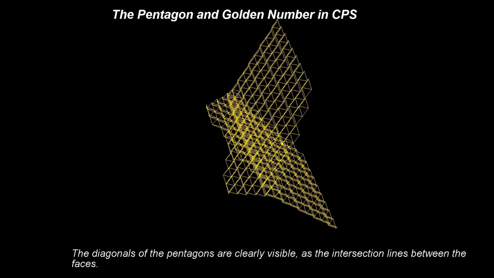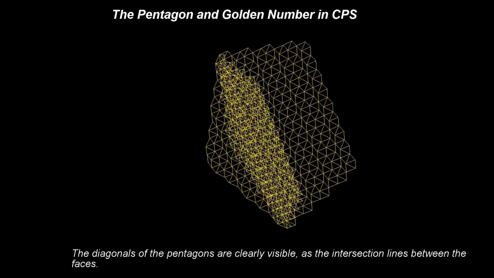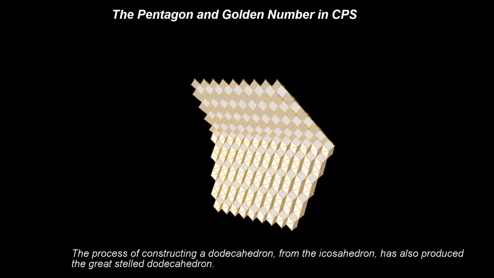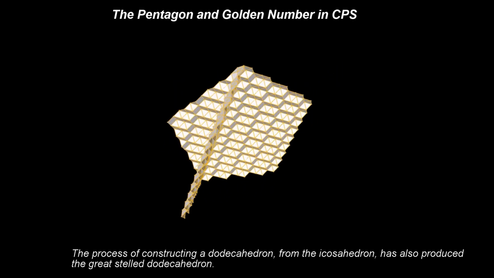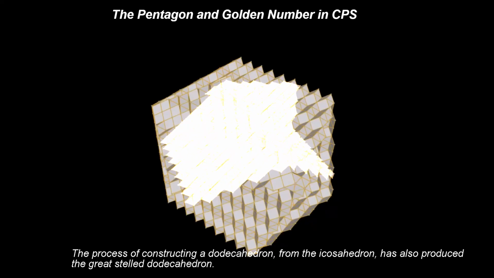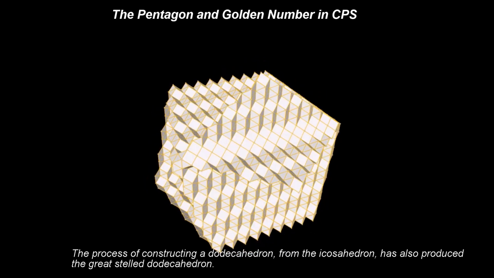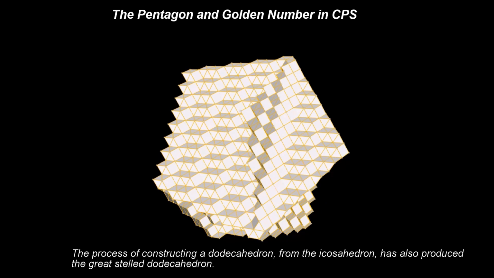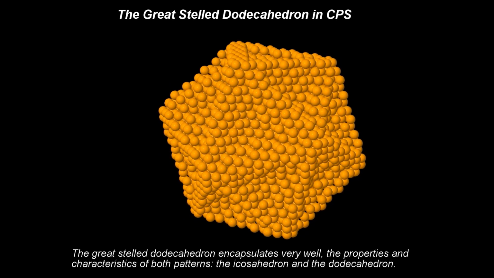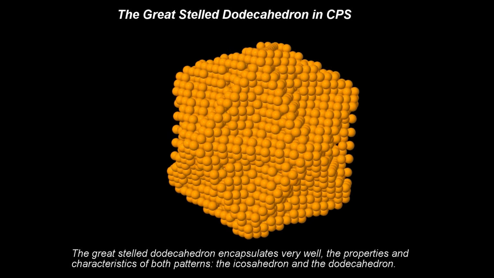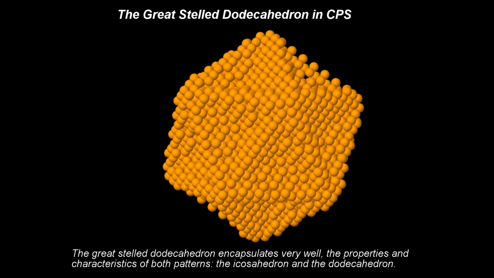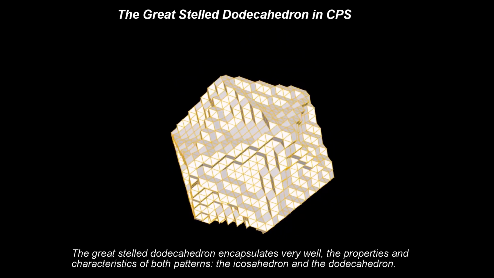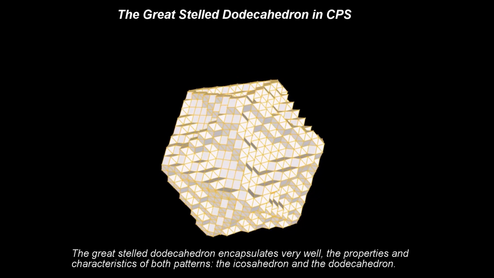This object encapsulates very well the properties and characteristics of both patterns, the icosahedron and the dodecahedron. The diagonals of the pentagons are clearly visible, as the intersection lines between the faces. Observe the great stelled dodecahedron for a while. Nested inside this pattern, one can see a small dodecahedron. The nested sequence of great stelled dodecahedrons and dodecahedrons can be extended indefinitely, in both directions, toward the very small and toward the very large. This again is an amazing fact.